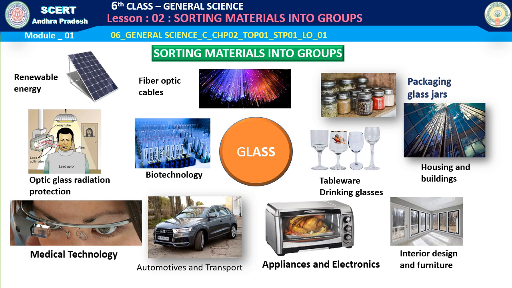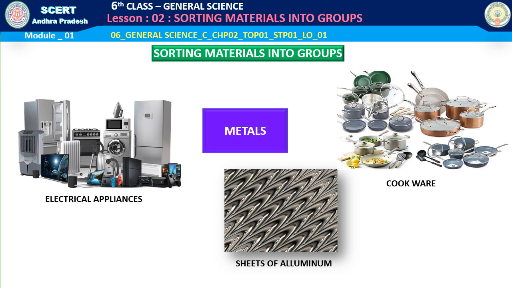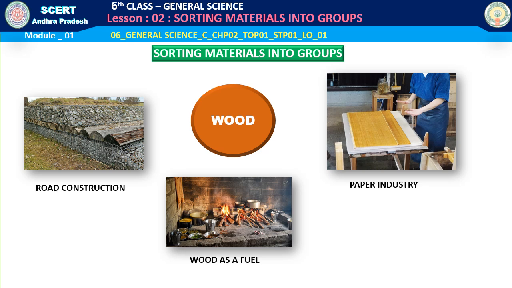Let us observe the uses of metals. Metals are used in making cooking wares, electric appliances, electric wires and fridges. Sheets of aluminum and iron are used as building materials. Let us observe the uses of wood. Wood is used in the paper industry for manufacturing paper. Wood is used for road construction. For households, wood is used as a fuel.